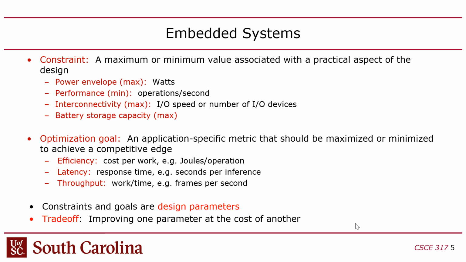So we're going to talk a lot about constraints. Constraints are requirements or limits, minimums or maximums that you have to adhere to when you design the system. So examples of this would be like power envelope, where you've got to buy a processor, but it can't use more power than you can give it in whatever system you have.